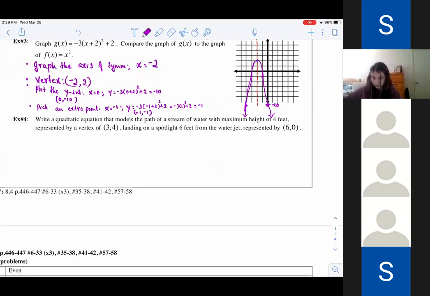So we learned what the vertex form is. We learned how to graph it. We know how to find the axis of symmetry, the vertex, the extra points, and everything. Now they are asking, can you come up with an equation if I give you some information about the quadratic function? So let's read this. You're asked to write an equation that models the path of a stream of water with a maximum height of 4 feet, represented by a vertex of (3, 4), landing on a spotlight 6 feet from the water jet, which is represented by (6, 0).